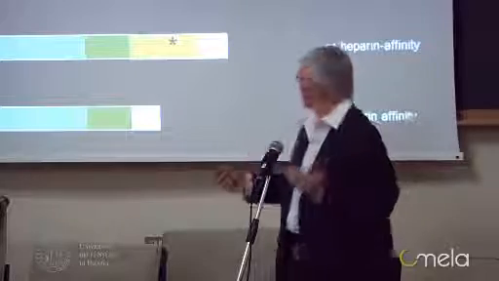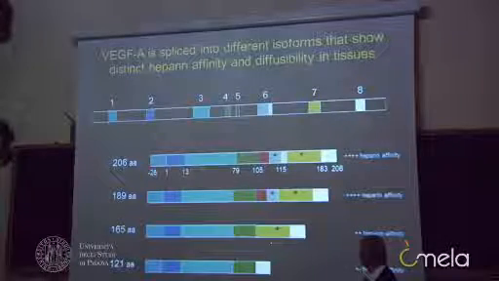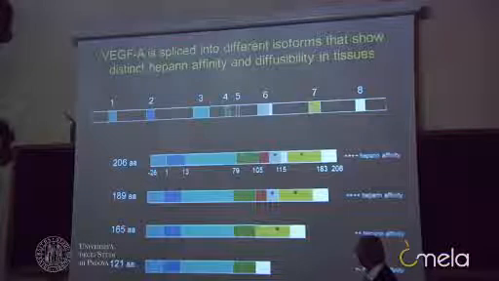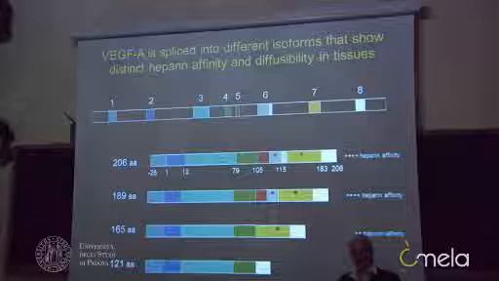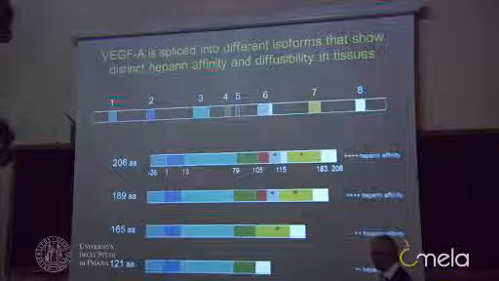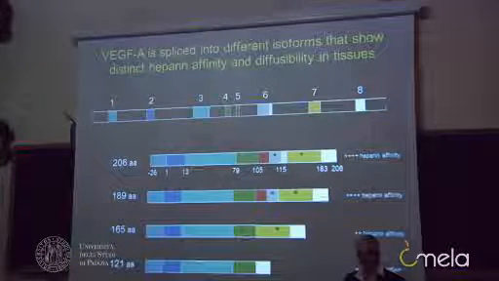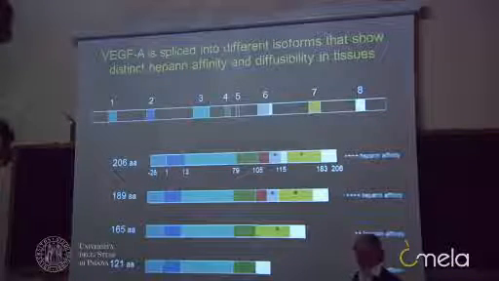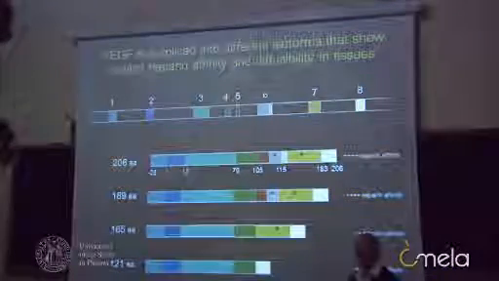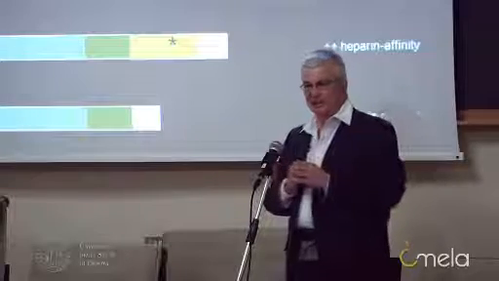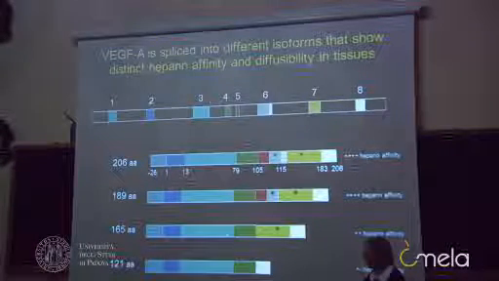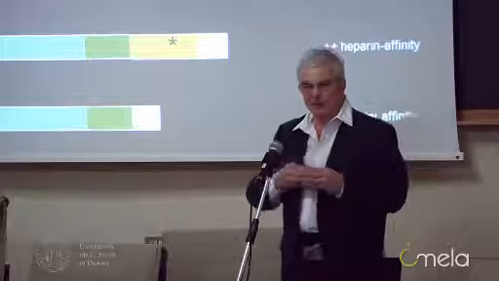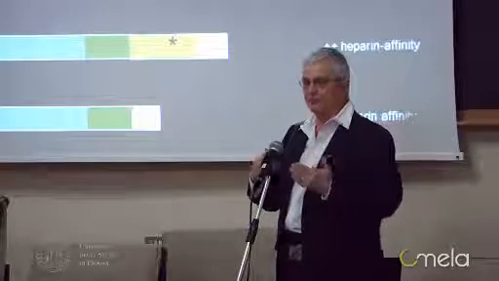And we were able to show that this results in molecules which have a spectrum of diffusibility and bioavailability. VEGF 121, which does not really bind to this component, is the most diffusible molecule. VEGF 206 is so tightly bound to the extracellular matrix that it is practically insoluble, not diffusible. And then the most important component is VEGF 165, which is partially bound to the extracellular matrix and partially diffusible.